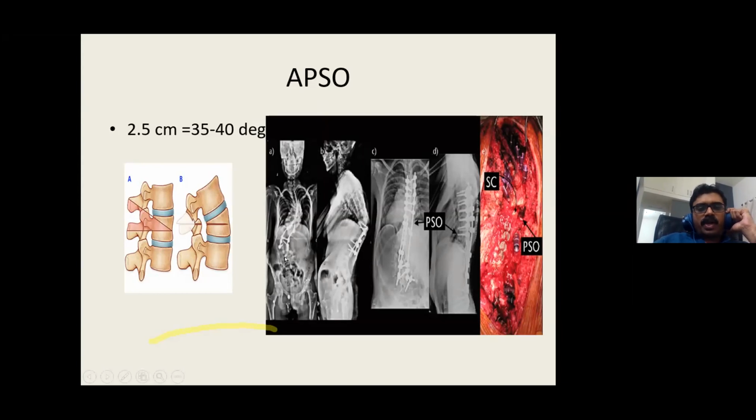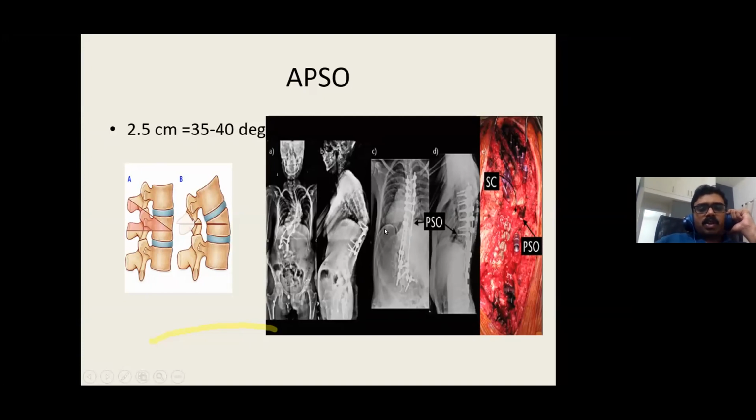This is an operated case of degenerative scoliosis. Now the curve has recurred, and a D12 pedicle subtraction osteotomy has been done with an asymmetric component as well. With that, the surgeon has extended the fusion to higher levels, and you are able to get a very good alignment of the spine.